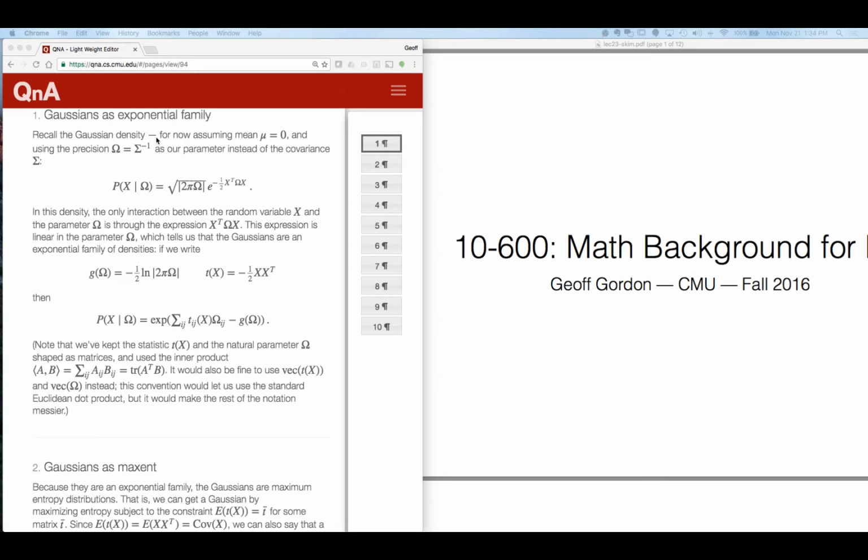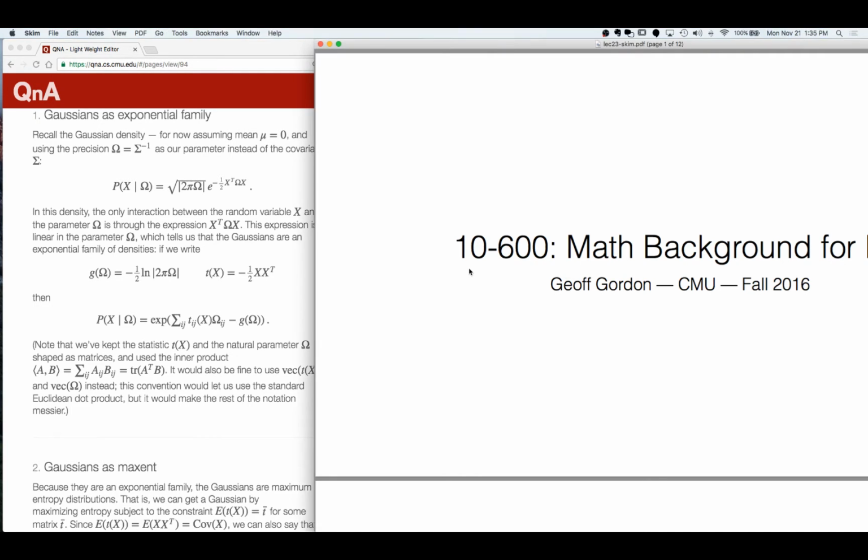With those assumptions, this is what our density is. We have a normalizing constant that depends on the parameter omega, and then we have e to the minus quadratic, where the quadratic is minus a half x transpose omega x. If we look at this density, the only interaction between the random variable and the parameter is in this expression right here, x transpose omega x. And that expression is linear in the parameter, which tells us that Gaussians are an exponential family of densities, because an exponential family is something that we can write in the following form.